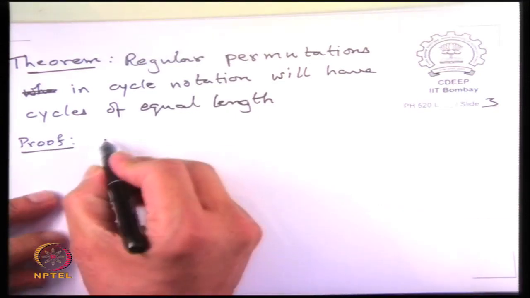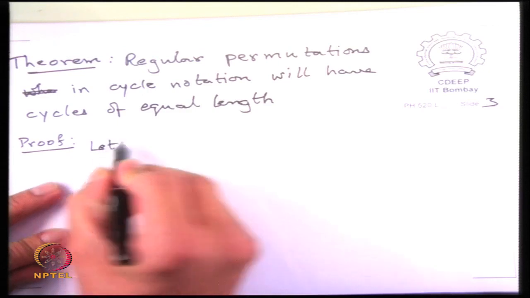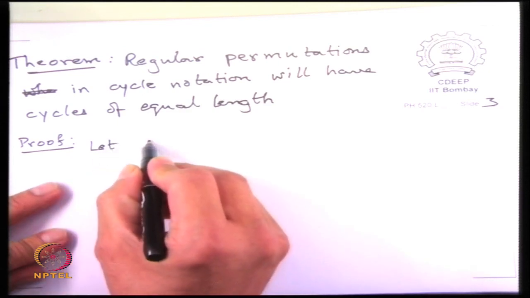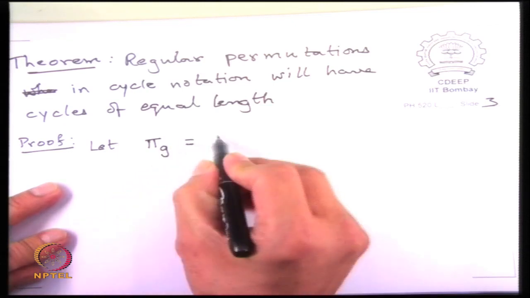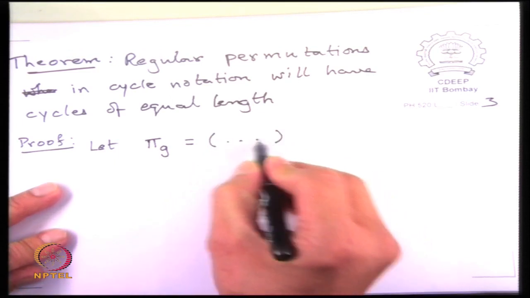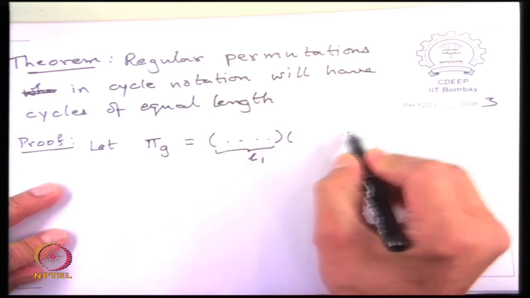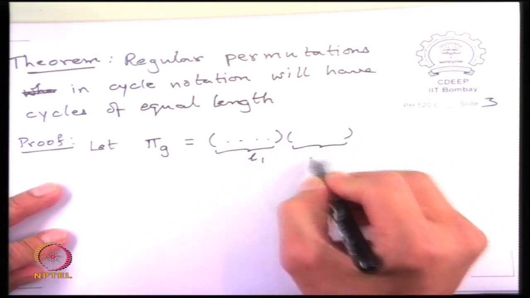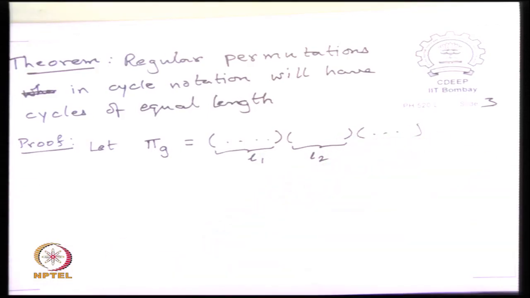So, suppose I have some group element G, which is of course represented through this pi. Suppose pi of G contains one cycle of length L1 and another cycle of length L2, and then whatever else there is, but suppose it contains two cycles of unequal length.